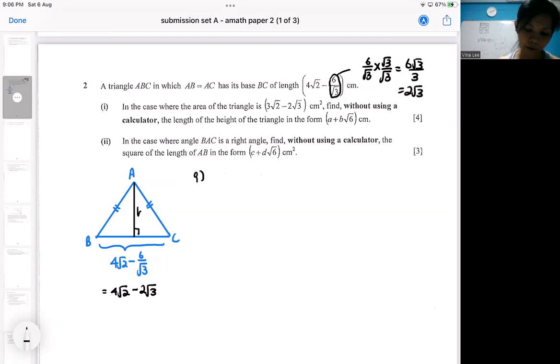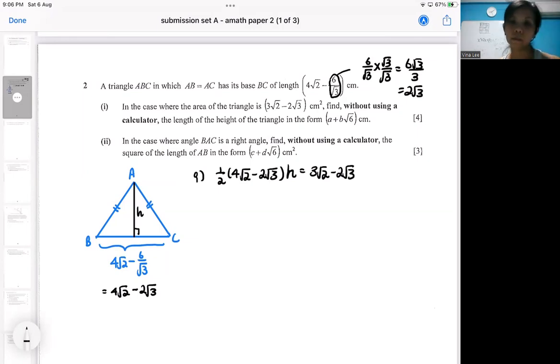So actually this kind of question is no trick. It's just half times base times height, but hopefully your base has been rationalized. So half times base times height will give you the area. Okay, so if I have rationalized, this part will become very simple. It will become 2 root 2 minus root 3.